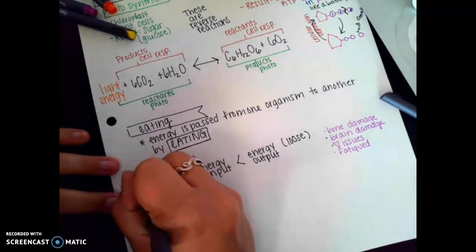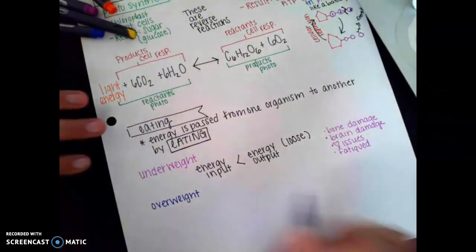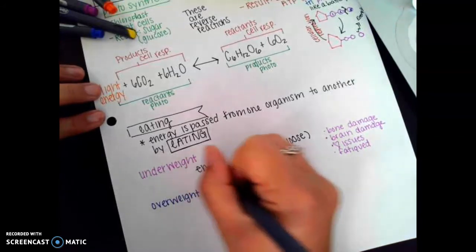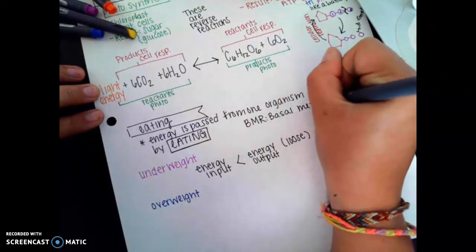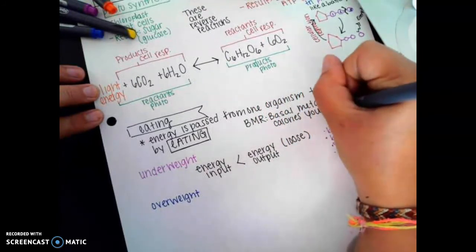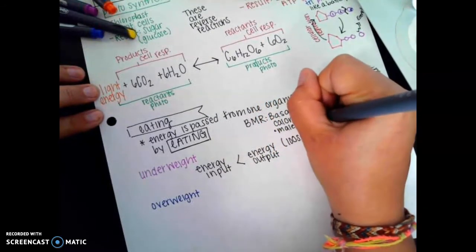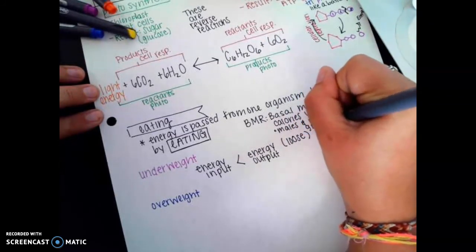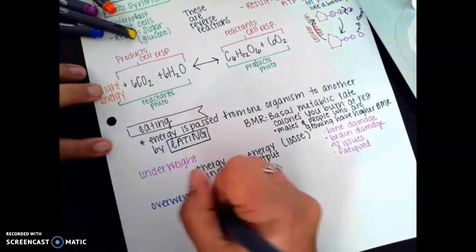Let's do overweight. And this equation right here, energy input less than energy output, that doesn't just mean underweight. If you're trying to lose weight to be healthier, then that's what you want. You want to make sure what you eat is less than what you spend doing your daily activities. Remember, our BMR is basal metabolic rate. That would be the calories that you burn at rest. Remember, we said males and people who are growing, like you, have a higher BMR.